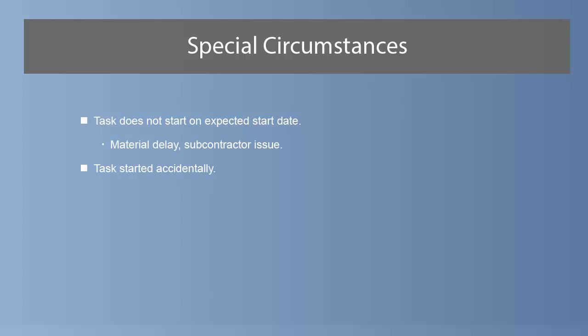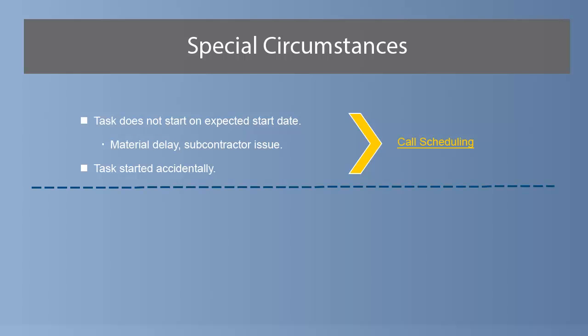Likewise, call scheduling if you accidentally start a task that has not actually begun. They can correct the problem. If you discover that no subcontractor or vendor has been assigned to the task, or that the wrong organization has been assigned, then you will assign a resource yourself. We'll see how to do this shortly.